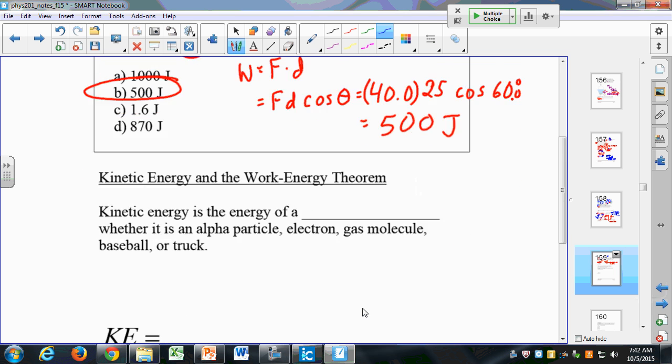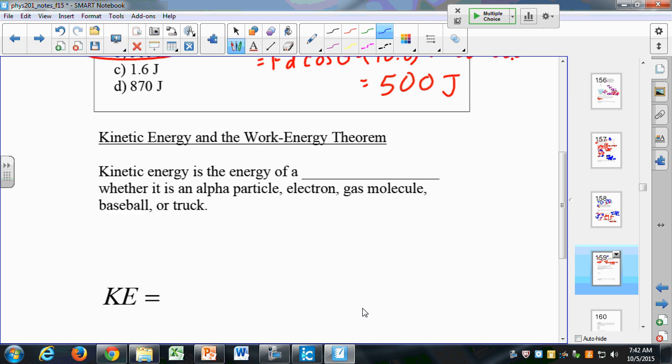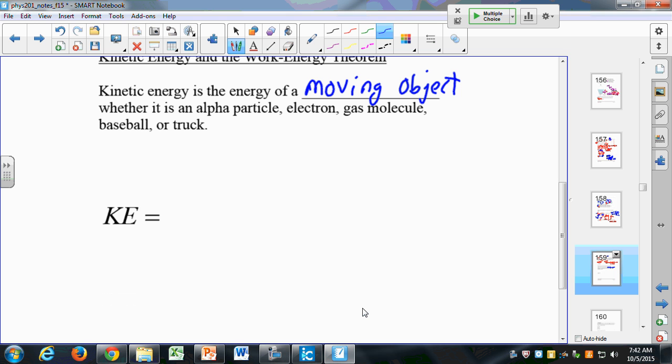I've already addressed this a little bit, but also kinetic energy. Kinetic energy is the energy of a moving object, whether it's an alpha particle, electron, gas molecule, whatever. The kinetic energy is equal to 1/2 times the mass times the velocity squared.